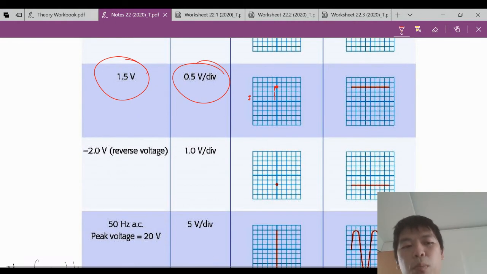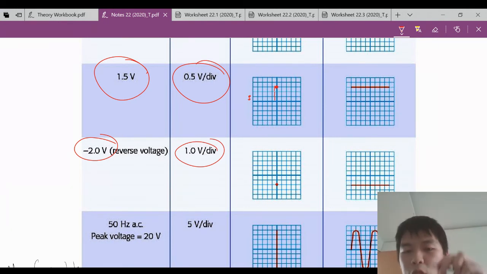What happens if now you put a negative 2.0? Negative is downwards. And now your sensitivity is 1.0. That means it's 2 divisions down. Your dot will keep remaining there. So you can see that you can measure the voltage itself.